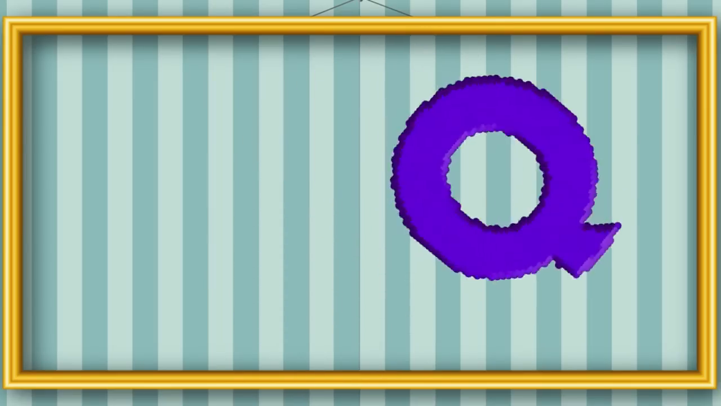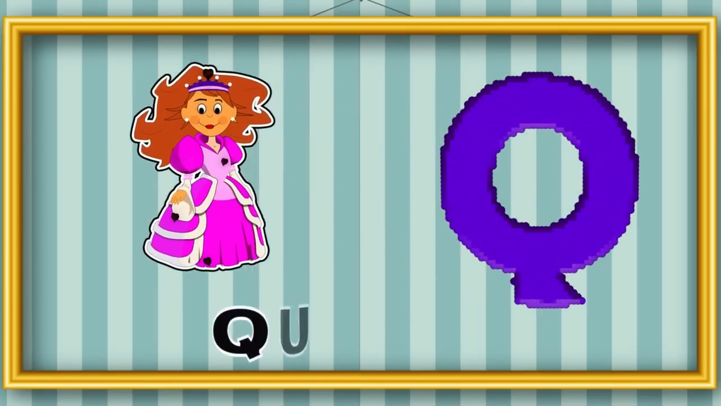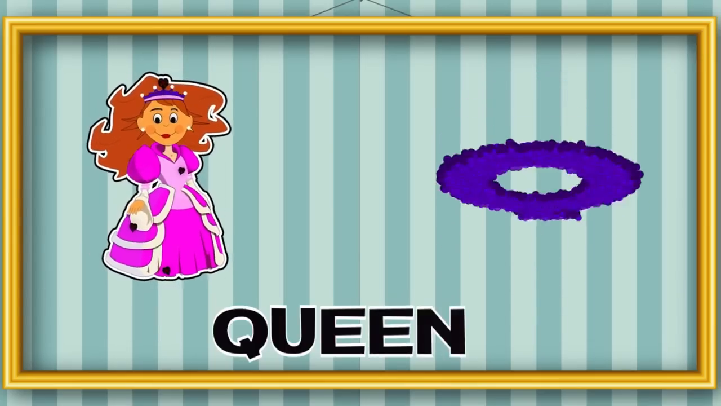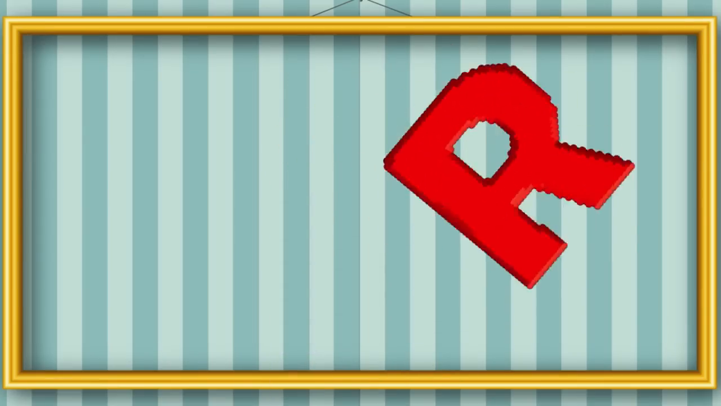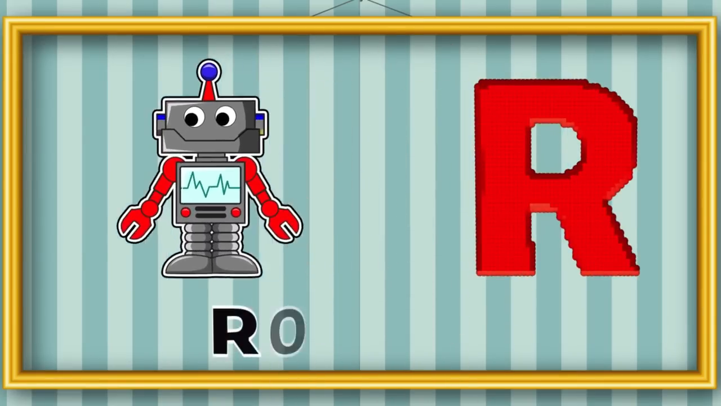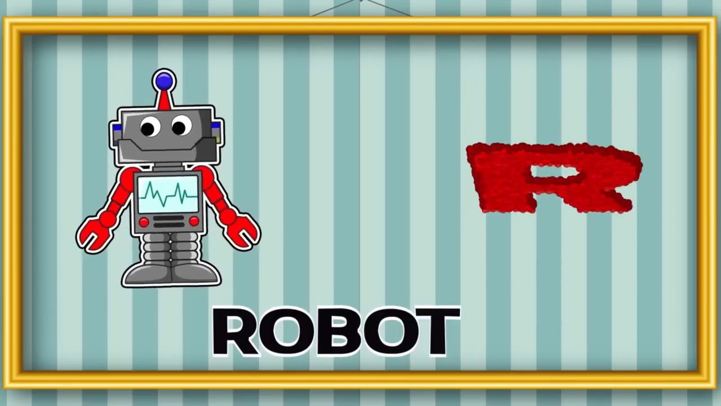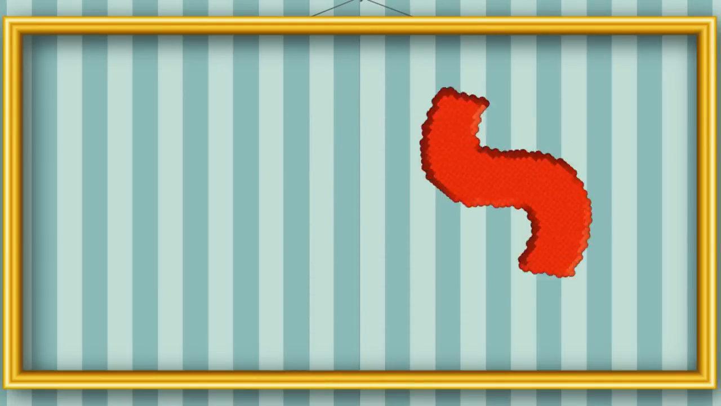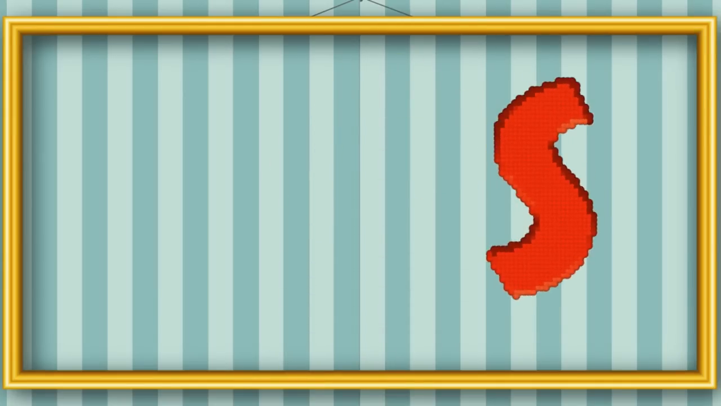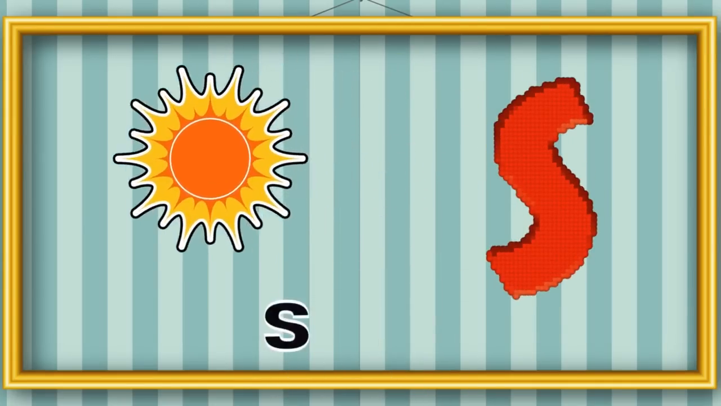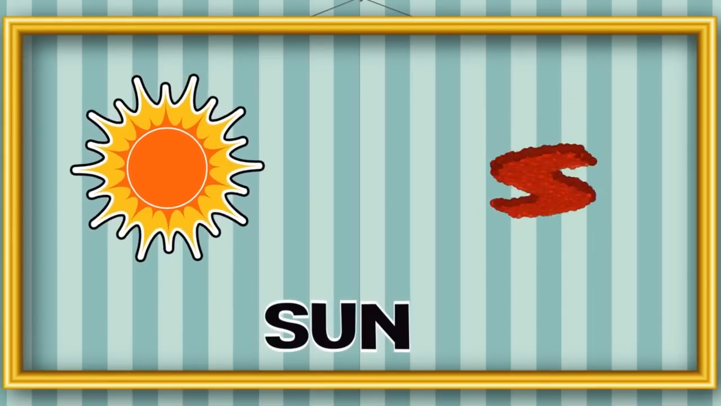Q. Q is for queen. Queen. R. R is for robot. Robot. S. S is for sun. Sun.